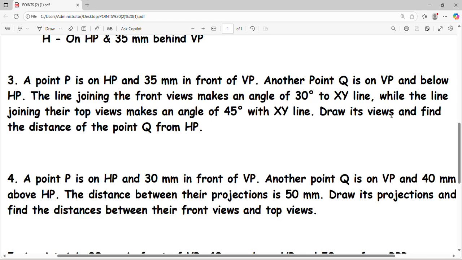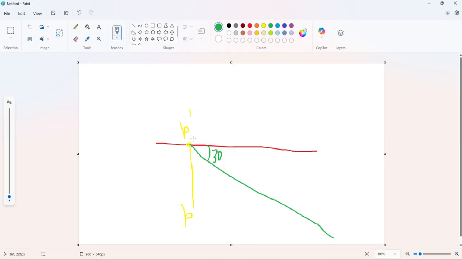Now again, the line joining the top views makes an angle of 45°. The top view of point P and the top view of point Q make an angle of 45° with the XY line. So again following the same process, just using the given condition, from the top view of point P we create a line which makes an angle of 45° with the XY line.